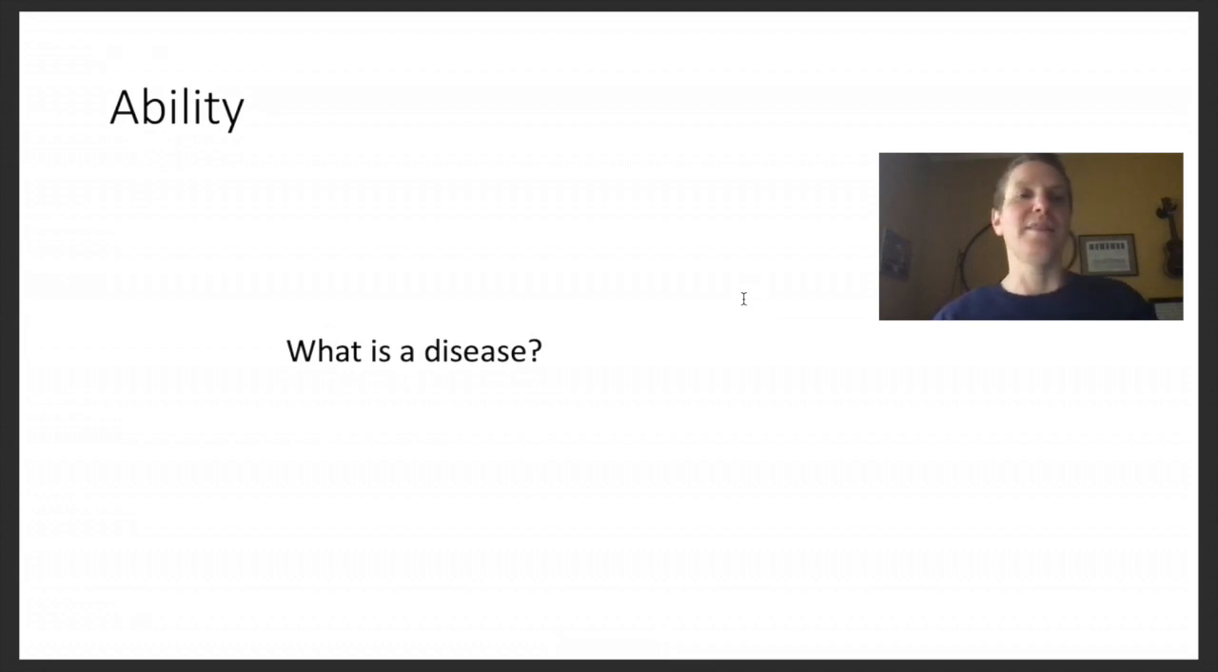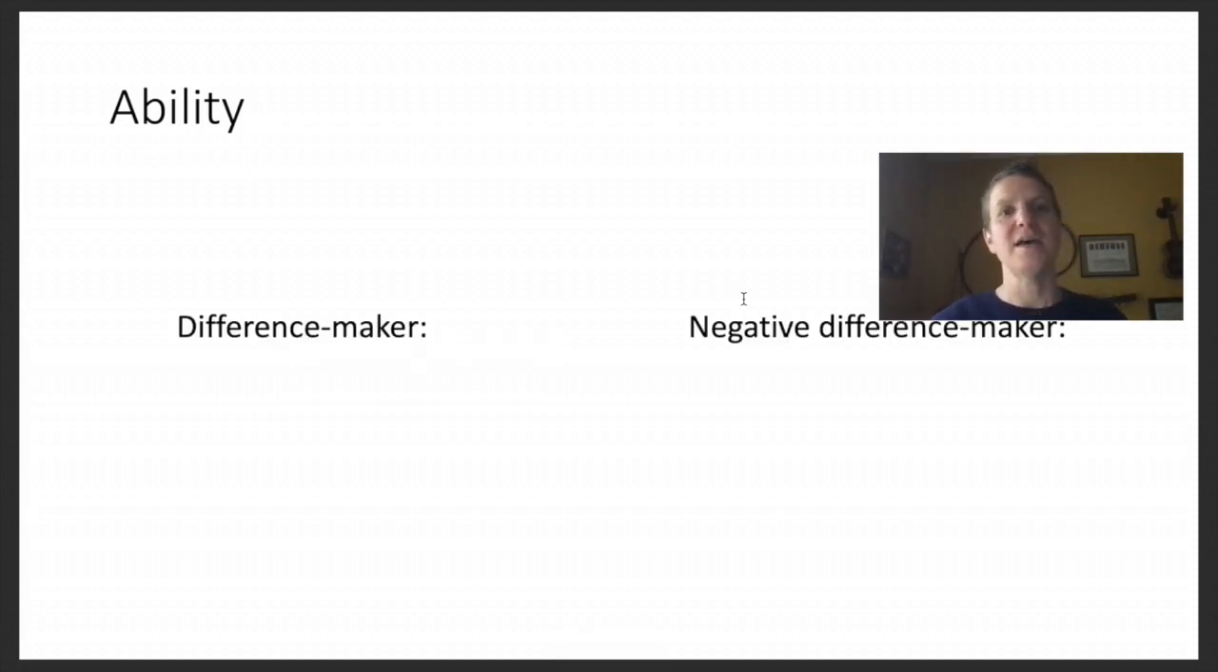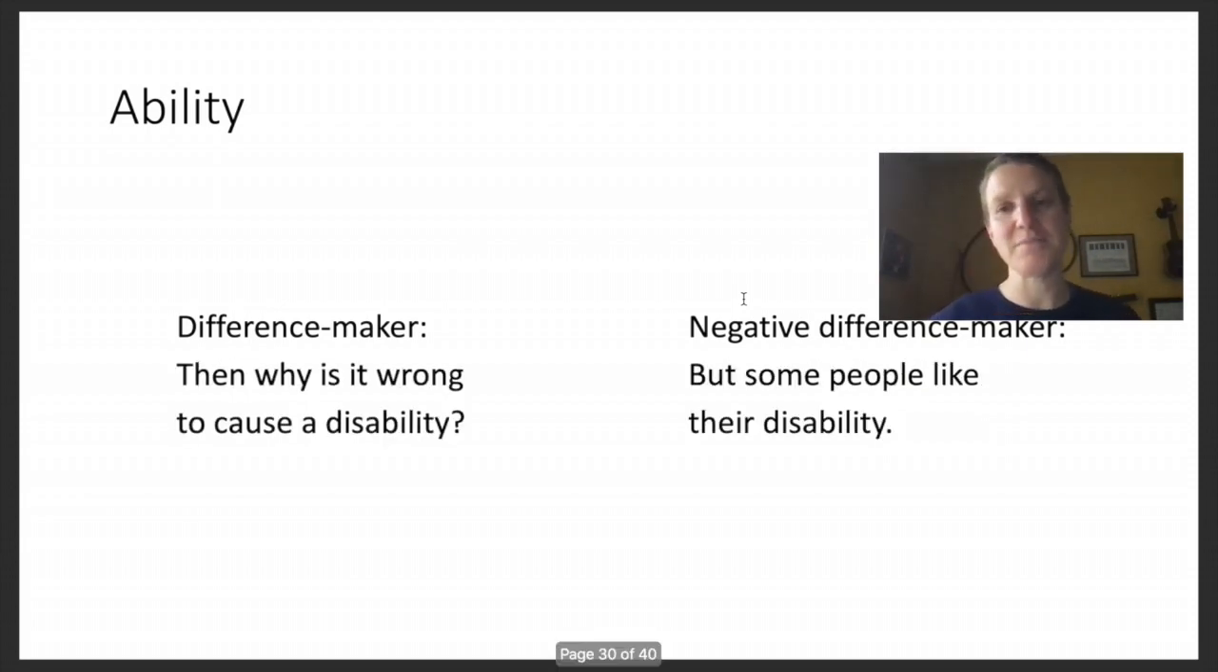Then finally, we talked about ability, and we really used this section to look at the nature of the concepts that we use to describe ability and disability. We looked at Scully and Barnes's 2 views about what a disease is in the first place and what a disability is. Barnes took up a stance on the question of whether disability is merely a difference maker or should be seen as an inherently negative difference maker, and both of these have problems.